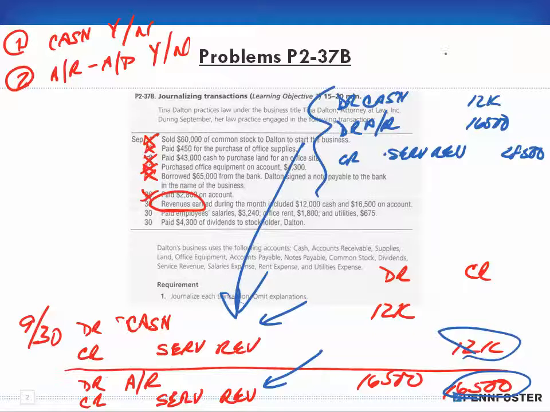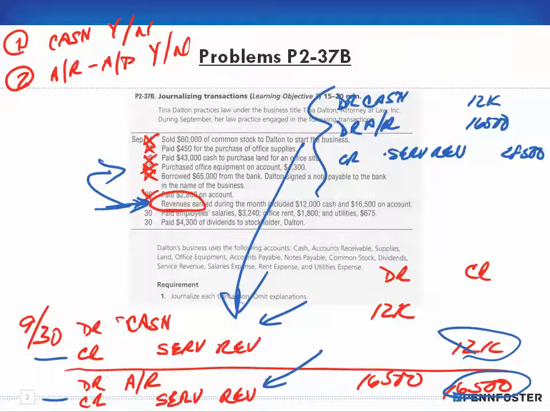But by combining them together, for this transaction, if I'm using the same account, I can combine those together and make the journal entry. Now notice it's only applicable to this journal entry. You can't combine other transactions together, okay?